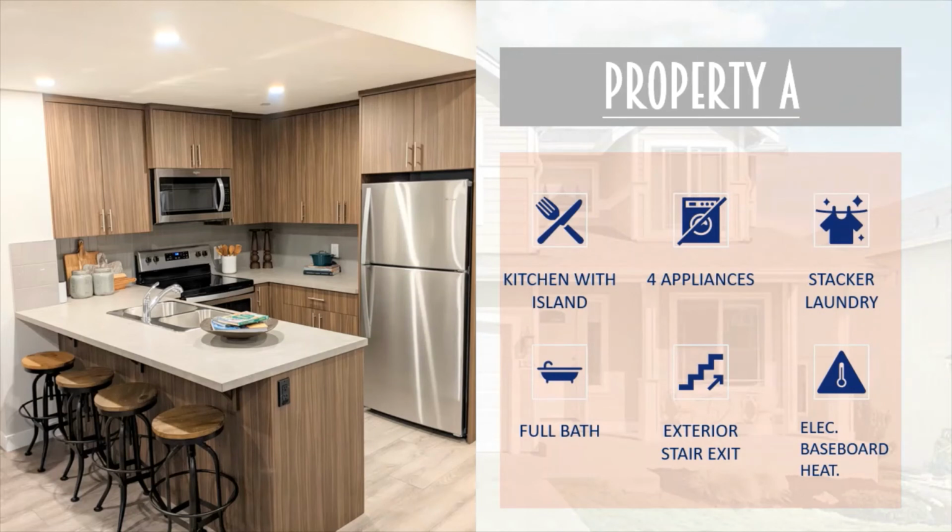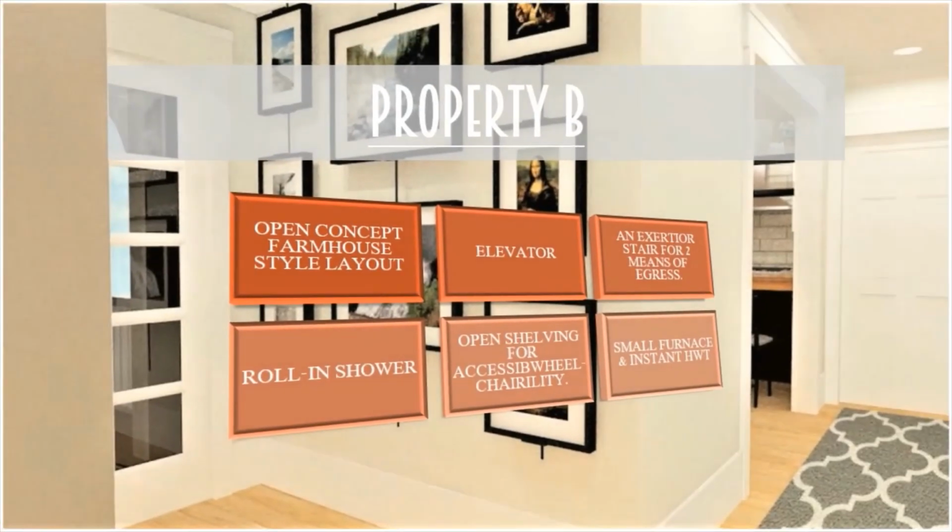So with these things in mind, now we can break down our needs and wants. So for property A, because the kids are just going to be down there, we're going to have a kitchen with an island, 4 appliances, stacker laundry, full bath, exterior exit, and we're going to use this electronic baseboard heating.